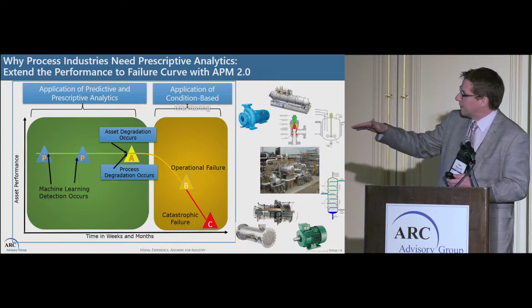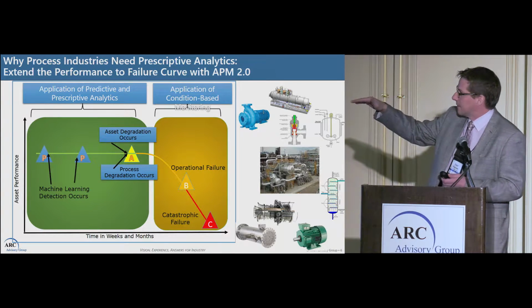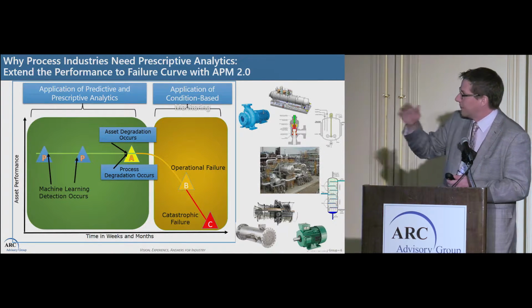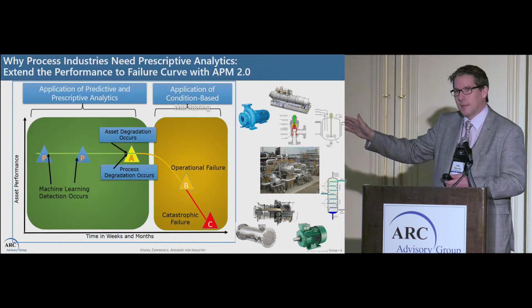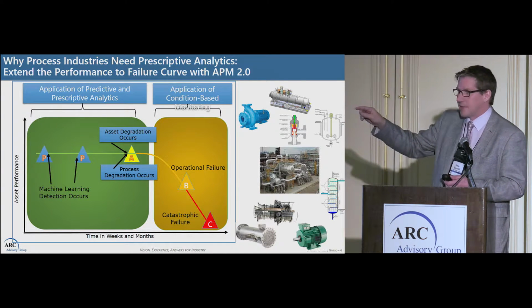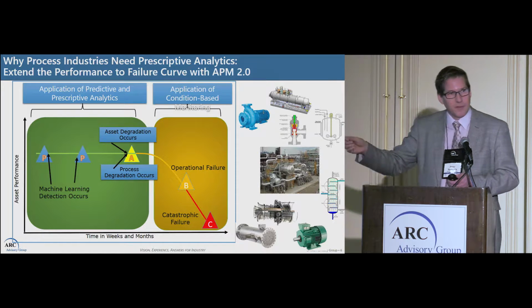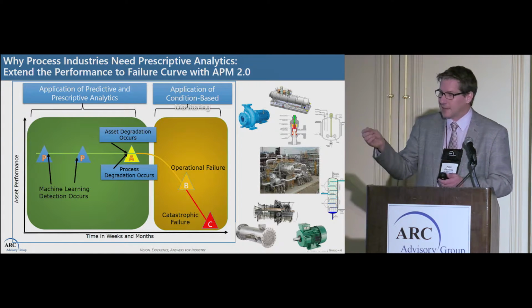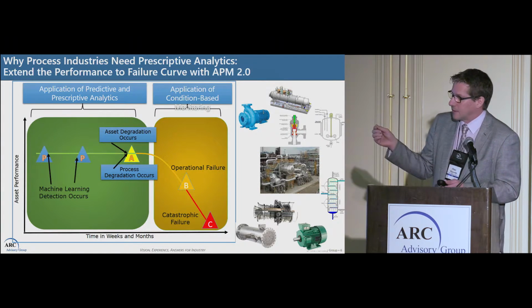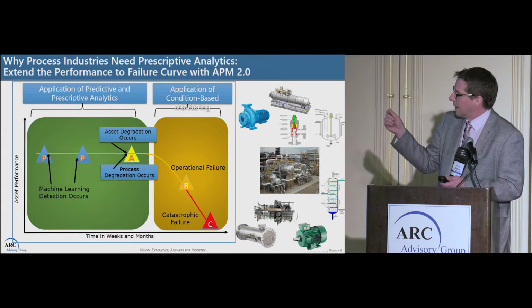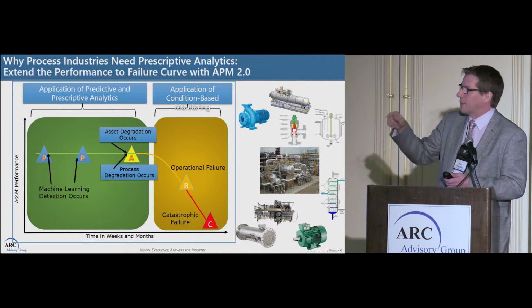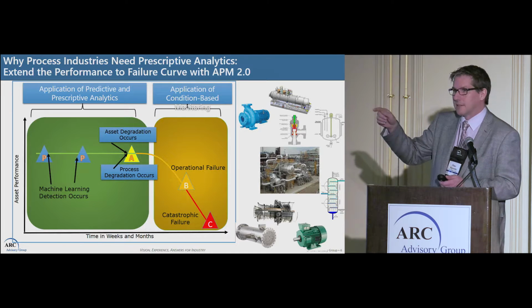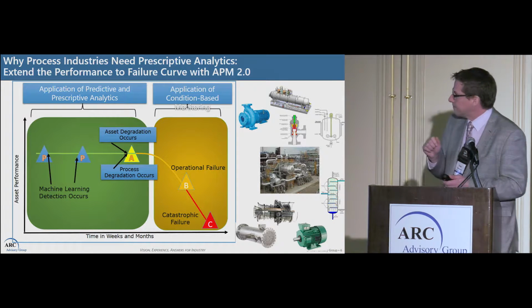If you look at the vertical axis, it's asset performance, and the time is along the bottom. The goal here is to not just identify bearing failure or some issue with the asset. In the process industries, the real key here is to identify the process triggers, or the things in the process that are causing the asset to fail.